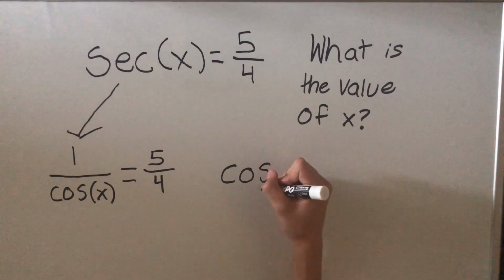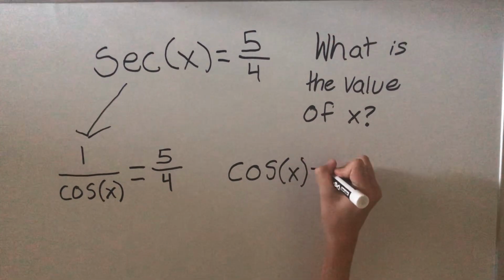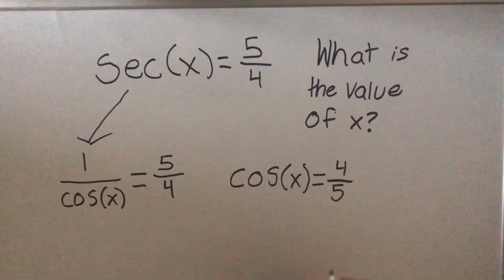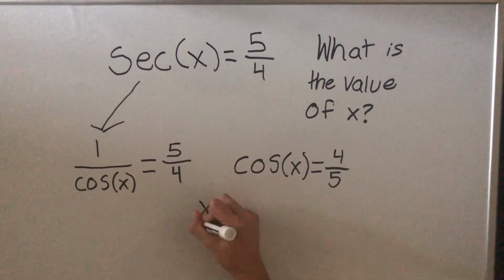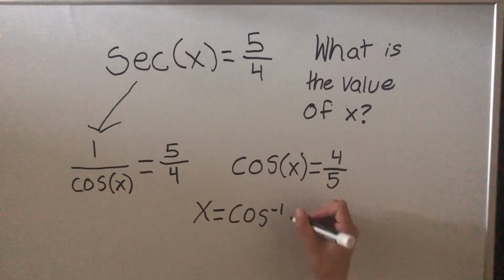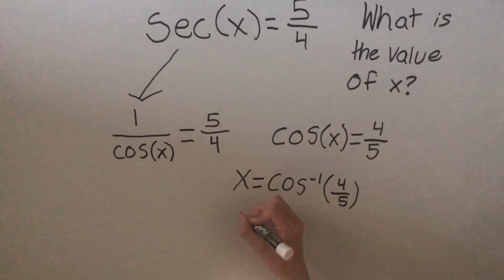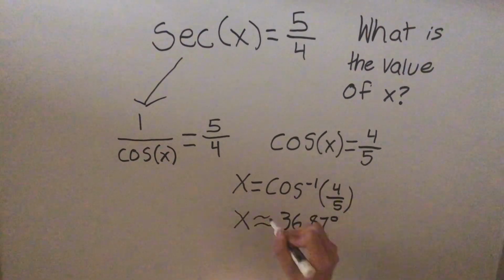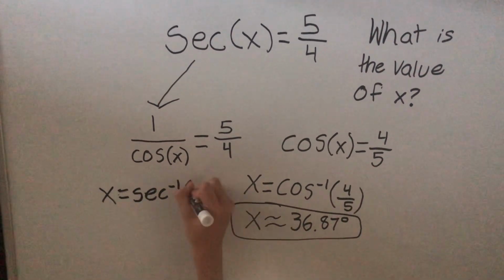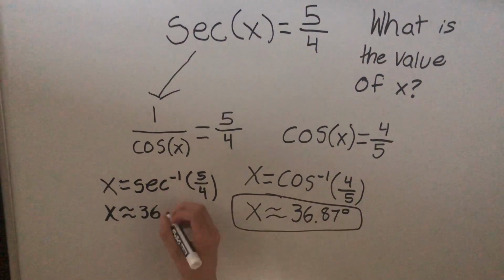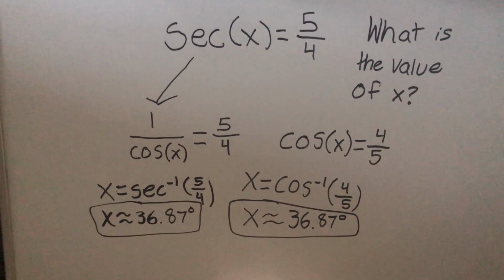Then we'd basically flip the equation, rewriting it as cosine x equals 4 over 5. We can then use the inverse of cosine and get the answer, x being around 36.87 degrees. We can check if we are right by using the inverse of secant, which also ends up with x equaling around 36.87 degrees.